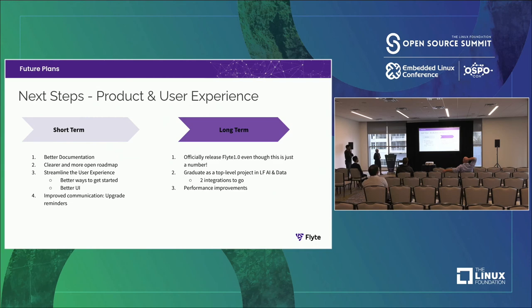As for our product and user experience, we will continue to better our documentation, clarify our roadmap, and streamline the user experience by showing them better ways to get started, better UI, and also remind them of any software upgrades that we have and any specific versions of software they should be using for a streamlined experience. In the long term, we have Flyte 1.0 coming out, and only two integrations to go to graduate as a top-level project in LF AI and Data. All that in addition to our performance improvements.